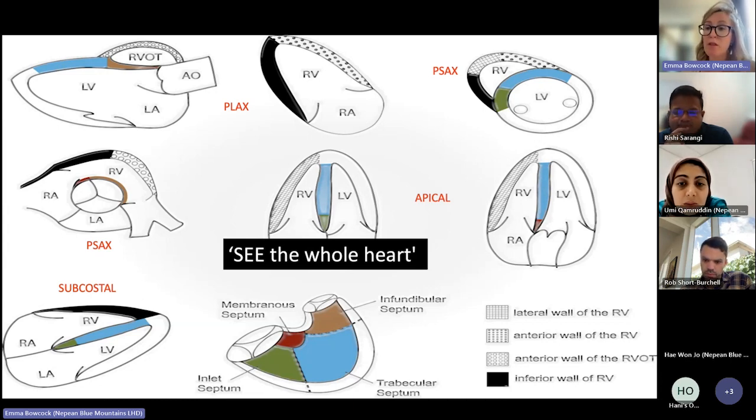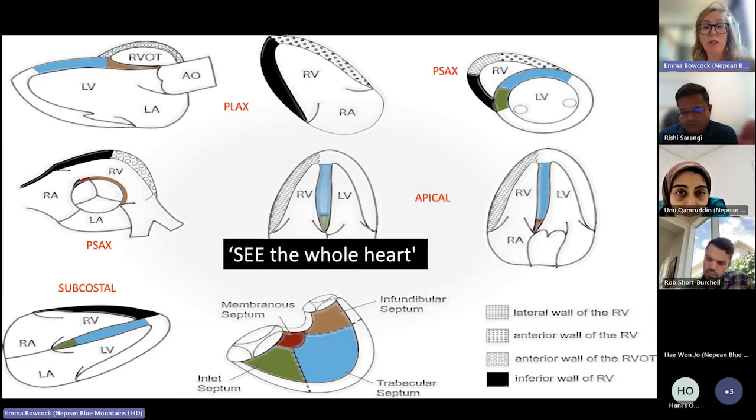And then, of course, in the short axis, we're going to see the septum again, and then we're going to see various inferior, lateral, and anterior walls of the RV. And then as we move up towards the aortic valve, again, we're going to see the anterior wall and the inferior wall of the RV. And coming to the four chamber, this is where we see the lateral wall of the RV. And then again, we get a nice view of the inferior wall as we come to the subcostal.